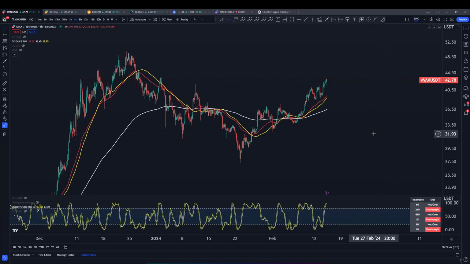Today we are taking a look at Avalanche's AVAX, some fantastic things unfolding here for AVAX, and I want to get them covered off for you guys.